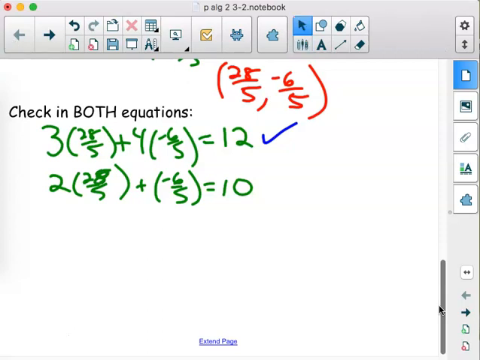-28/5 plus parentheses -6/5. Hey, it's 10. It worked.